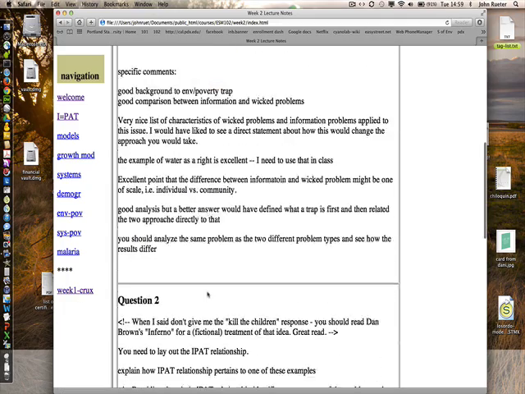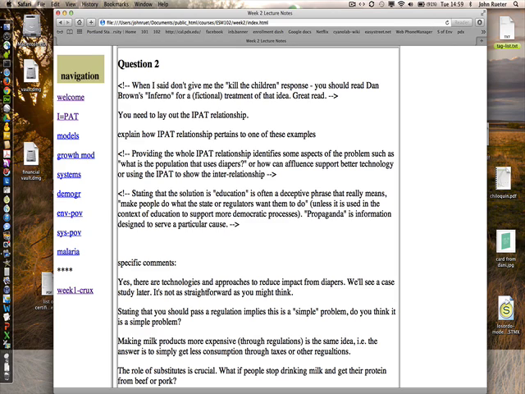So let's look at the crux question 2, when I wanted you to respond to how the IPAT relationship could be applied to either diapers or milk. And when I said don't give me the kill the children response, it's if you want to reduce impact, you could reduce the number of people on the planet and generally kill everybody. And that's really sort of the plot in Dan Brown's Inferno. So that's a great book, but it's not something we're considering here.